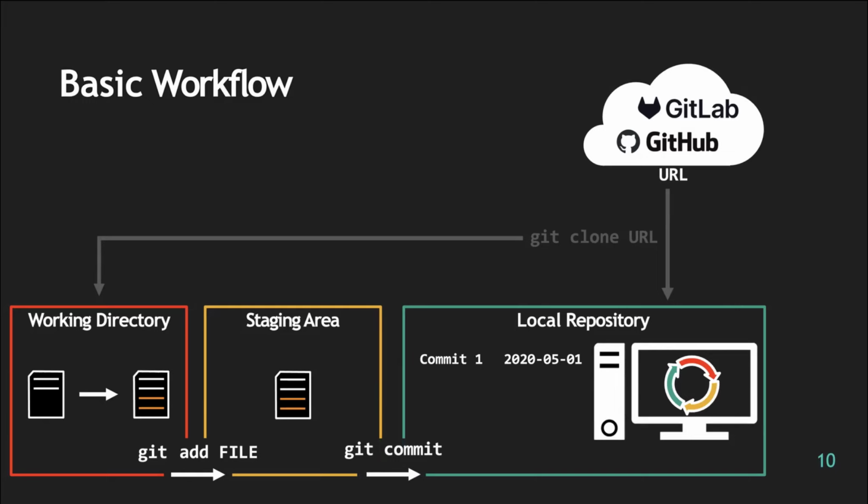And this circle we can repeat a couple of times: make a change, add the file, commit the file, and create a sequence of commits in our local repository. So these changes are not reflected yet on the cloud service. They are not yet on GitLab. To upload them, we use the command git push. And this means take the entire local repository and update the remote repository on GitLab with that new information.